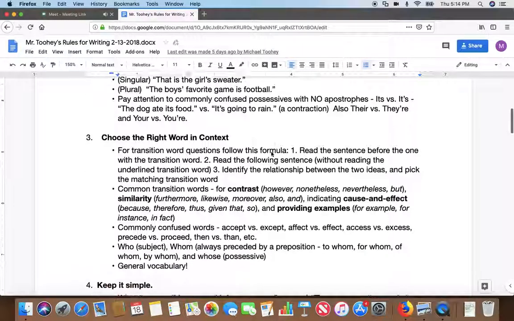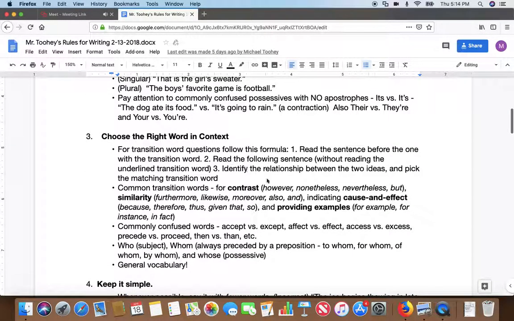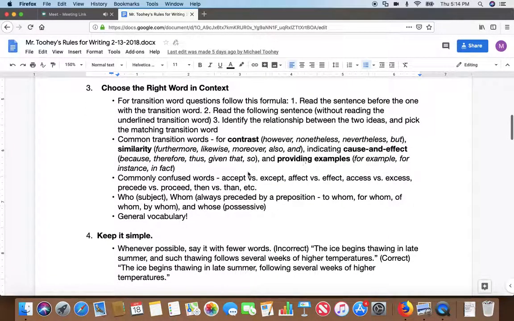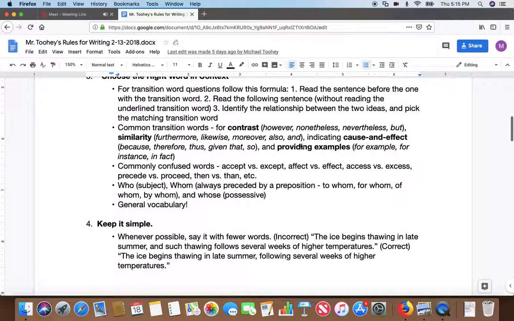Choose the right word in context. These are tricky questions. In logical order, I think, are some of the toughest questions. There's a specific method that I've got outlined here in the first bullet point. We will practice that method. I think that's the best way to go over that. And here's the four main relationships of contrast words. Basically identify the relationship between two ideas, and once you know the relationship between the two ideas being connected, then you know which transition word to use. Again, we'll practice that. Okay.